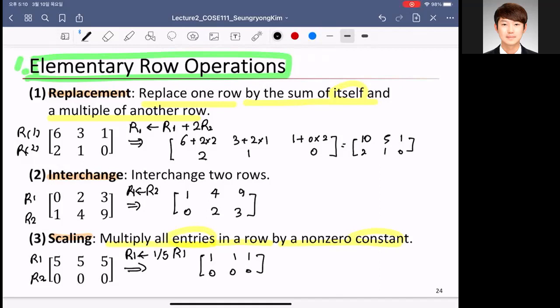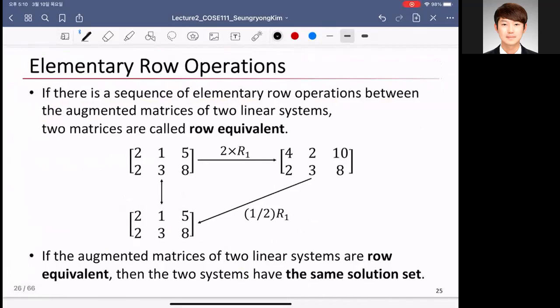In other words, if there is a sequence of elementary operations between the augmented matrices of two linear systems, the two matrices are called row equivalent. Row equivalent.